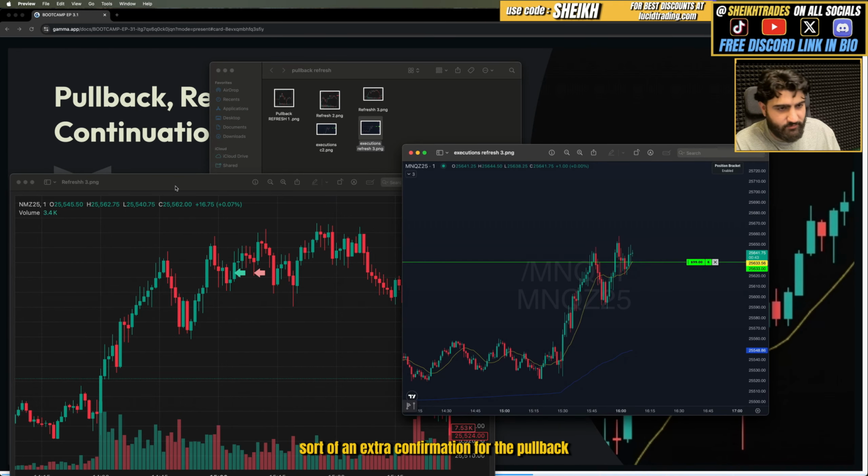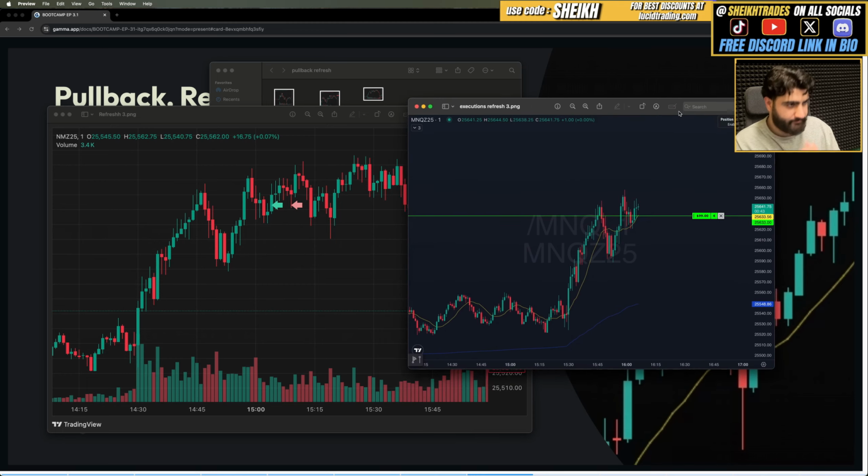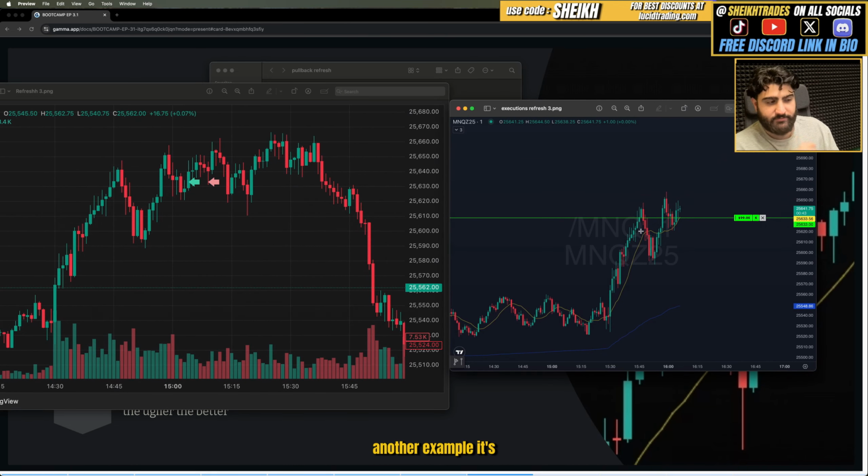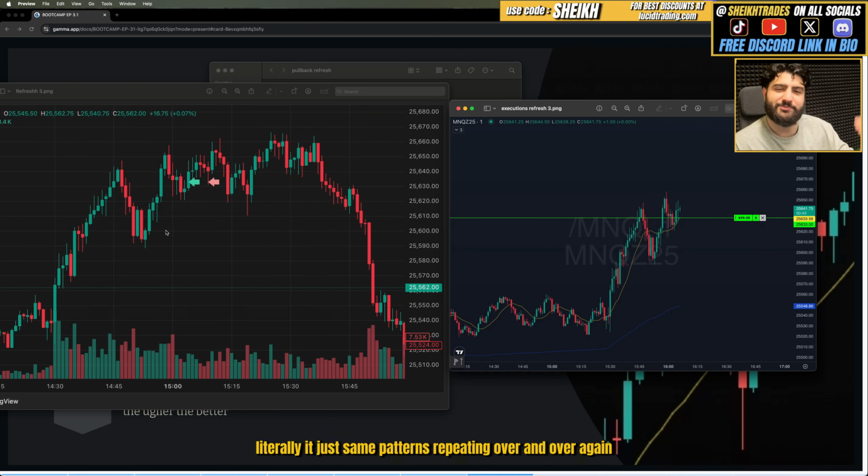Sort of an extra confirmation for the pullback. Another example. Literally, it's just the same patterns repeating over and over again. Different days, same exact pattern. Matter of fact, for a second, I thought it was the same chart that I had opened.